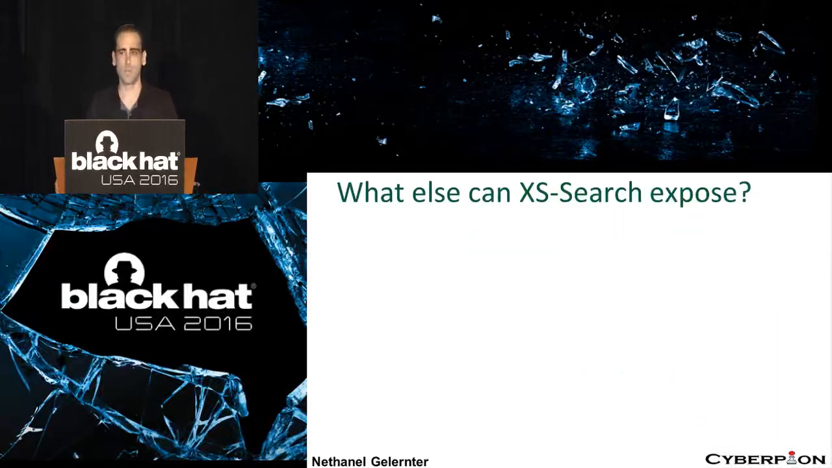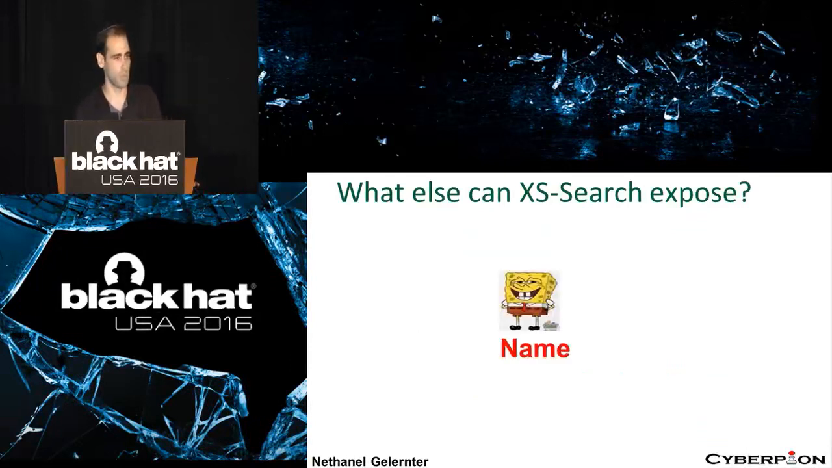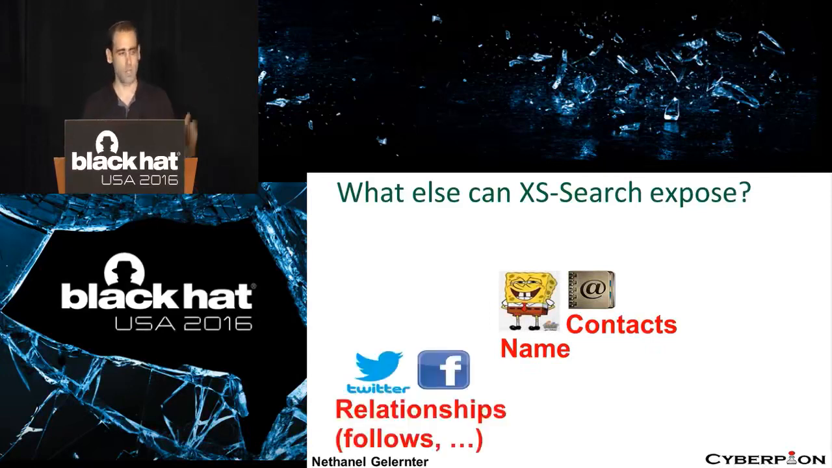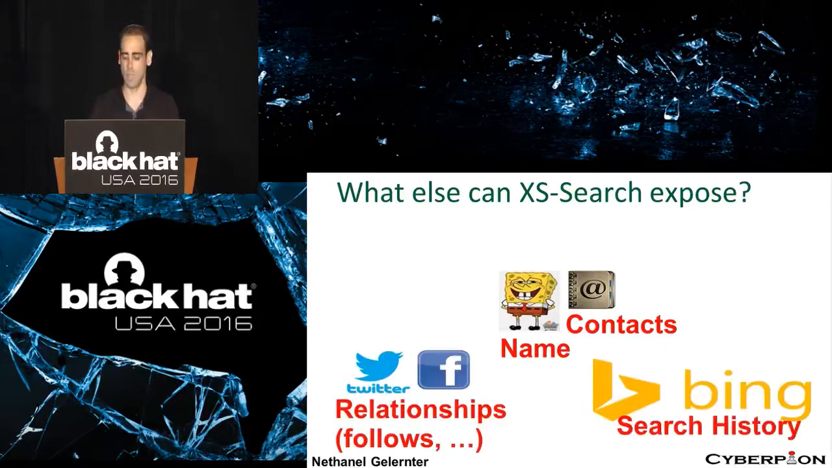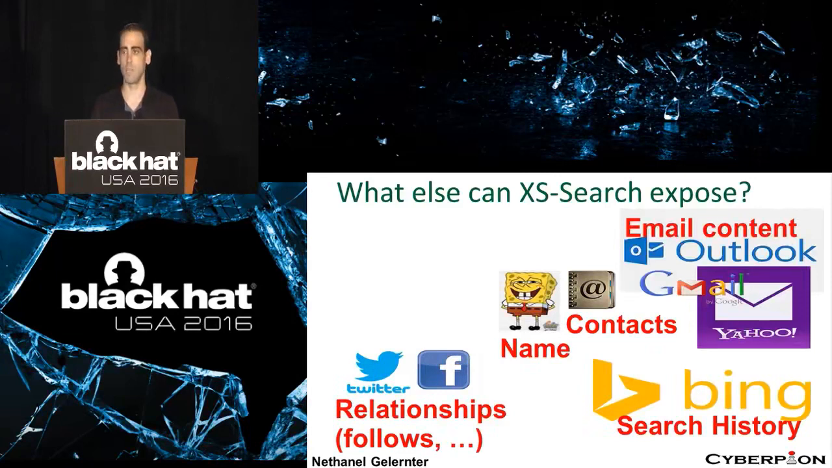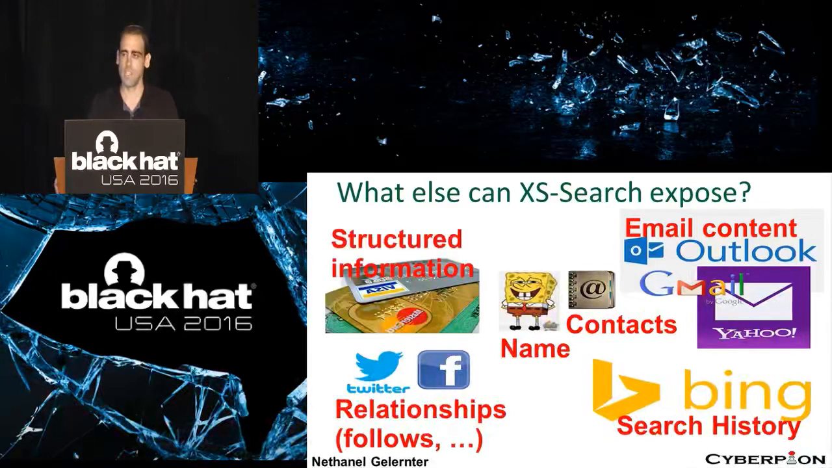So what else can be extracted using cross-site search attacks? In addition to the name of the victim, it is possible to extract information about the contacts of the victim, information about relationships of the victim, to extract search history, email content, and even very sensitive information that usually appears in fixed structures. For example, credit card numbers and phone numbers that usually appear in short digit sequences.